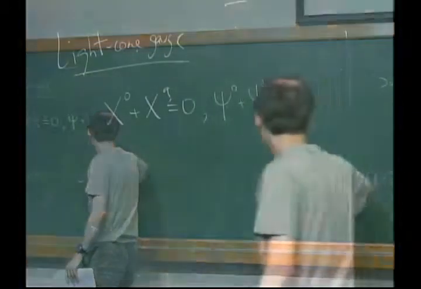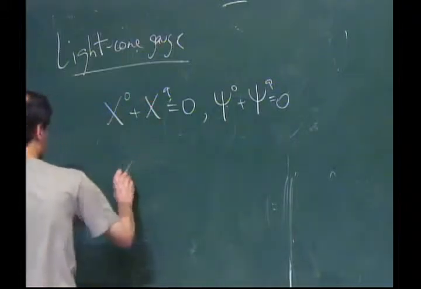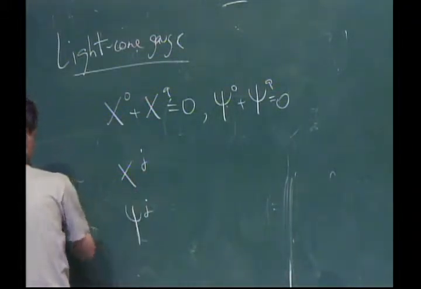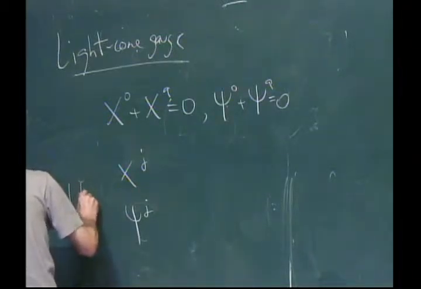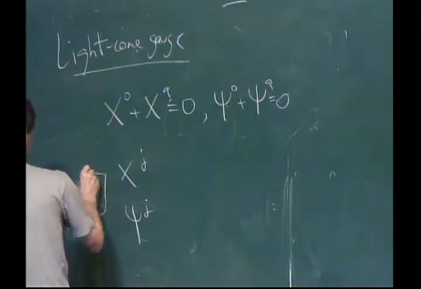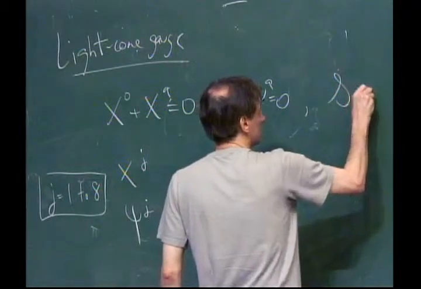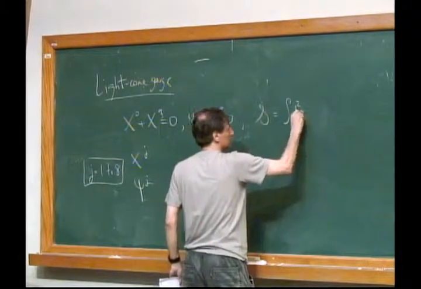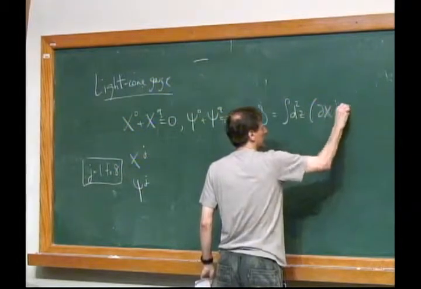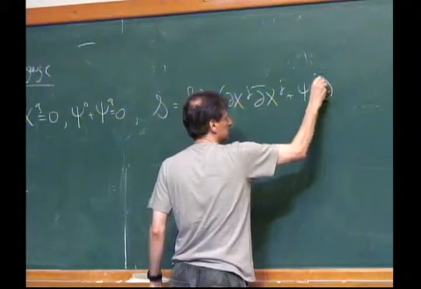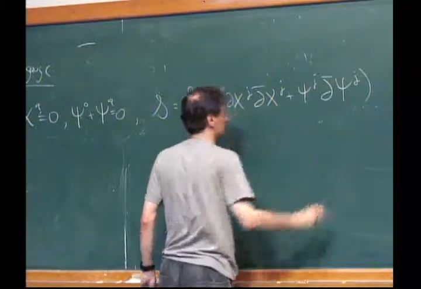So in this light cone gauge, one has xj and psij, where j goes from 1 to 8, so instead of going from 0 to 9. So the action is similar to before, but it just has 8 degrees of freedom instead of 10.